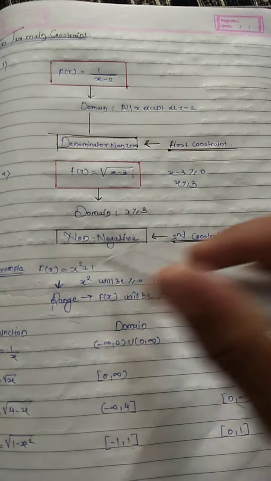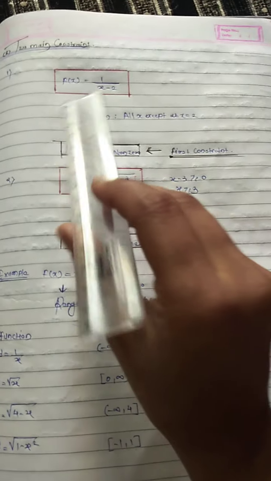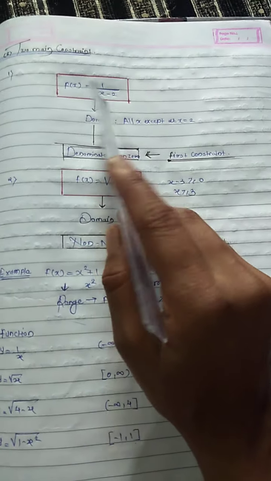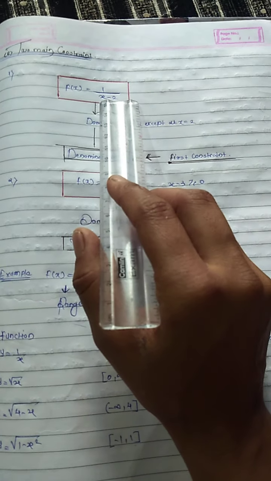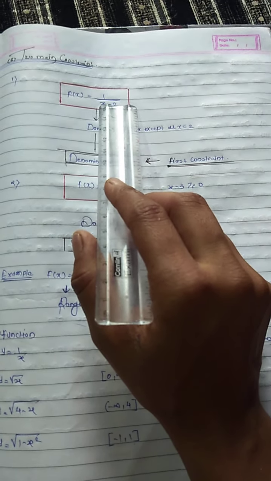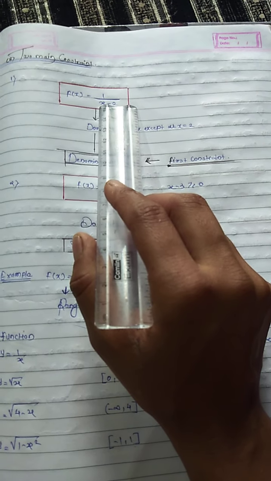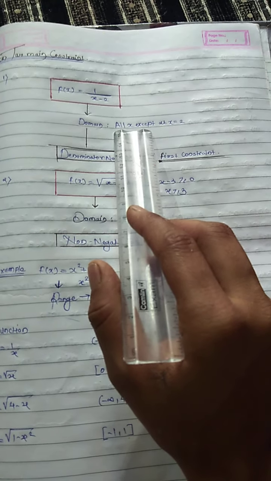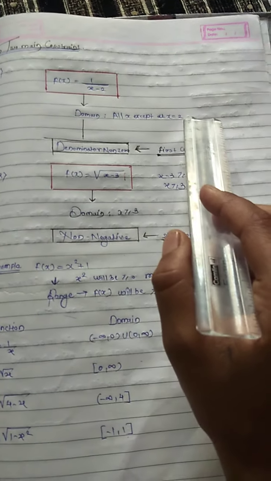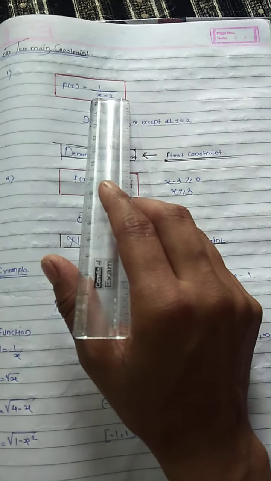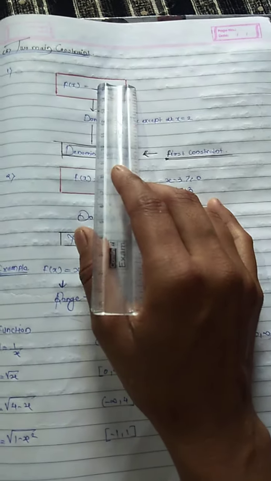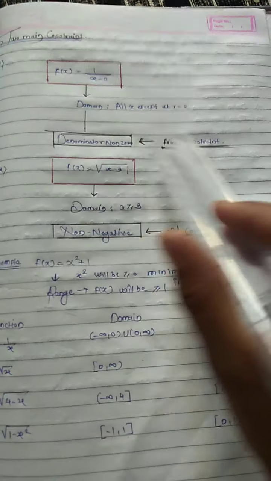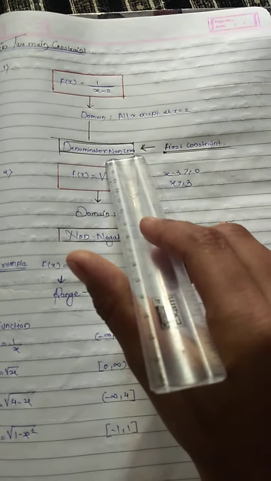There are two main constraints. The first constraint is the denominator has to be non-zero, and the second constraint is non-negative. Look at this function f of x is equal to 1 upon x minus 2. Can I take any x value here? Yes, we can take all x but not 2. The domain is all x except x is equal to 2. Put 2 here, so 2 minus 2 is 0, so the function is undefined. Therefore the first constraint is the denominator has to be non-zero.